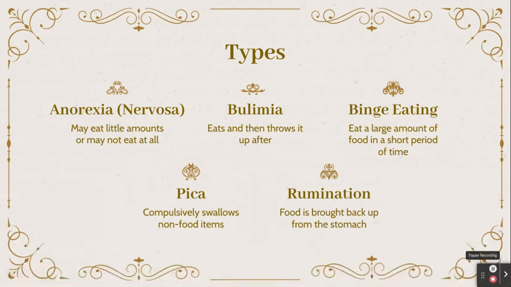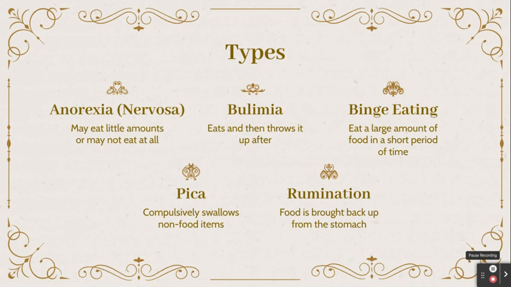First is anorexia, also called anorexia nervosa. This is when one might eat little amounts of food or may not eat at all. Anorexia and anorexia nervosa are very similar but have a slight difference. Anorexia is when a person has a loss of appetite or the inability to eat. And anorexia nervosa is when a person purposely limits their food intake.